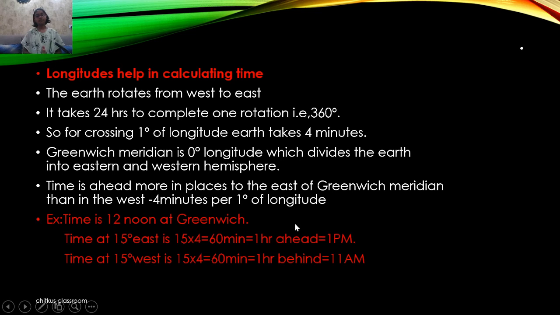For example, the people living in the east experience sunlight sooner than the people living in the west. And time is faster in the east than in the west.